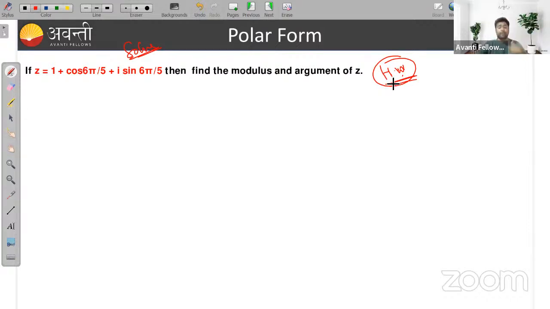Saturday will be our next class. Tomorrow we don't have any class. On Saturday we'll discuss the answer of this question also, and we'll start from Euler's form and cube roots of unity, and we'll see some properties of argument, properties of modulus, and properties of conjugate also. In the next class we'll discuss this.